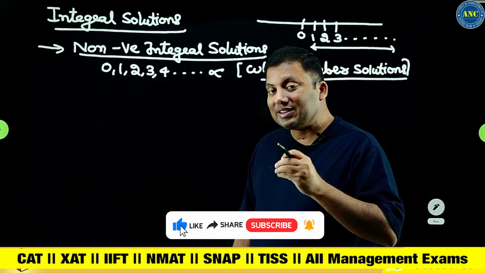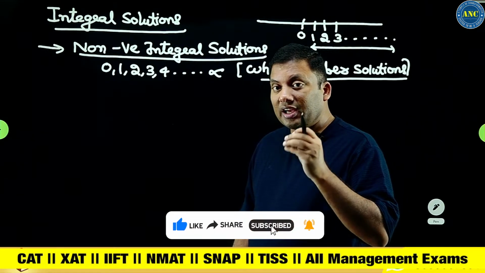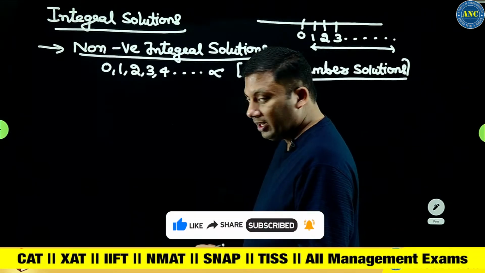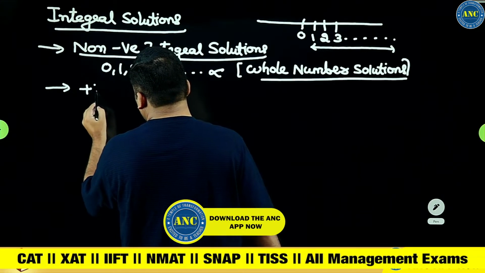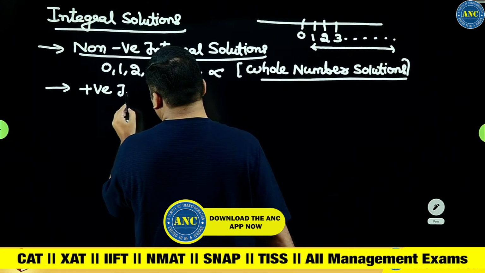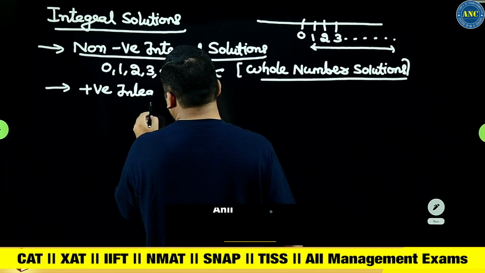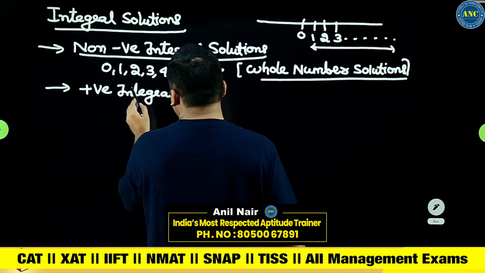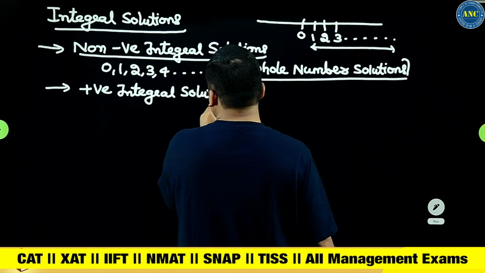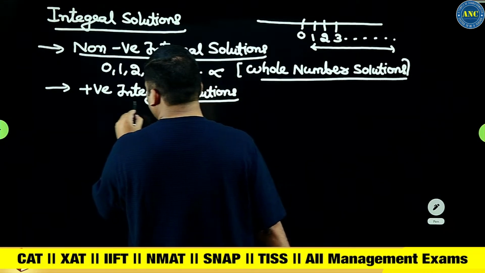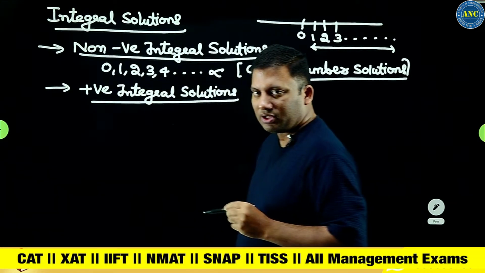Non-negative, other than negative, that means I need to include 0. Then comes positive integral solutions. As the name suggests, positive integral solutions. What do you mean by positive integral solutions? Integers which are positive.